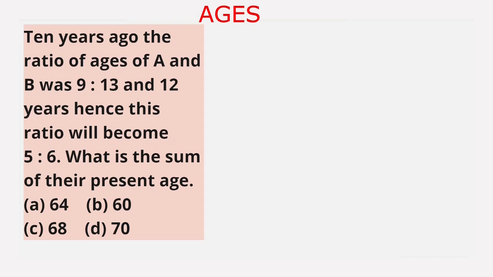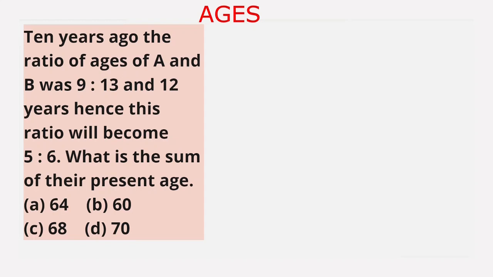So option A, 64 minus 20 is 44, and that is divisible by 22. So this might be our answer. Option B is 60, and 20 subtracted from 60 gives us 40, which is not divisible by 22. 68, subtracting 20 from 68 we get 48, that is also not divisible by 22. And the last option is 70. If we subtract 20 from 70, it is 50, and that is also not divisible by 22. Hence our answer is option A.